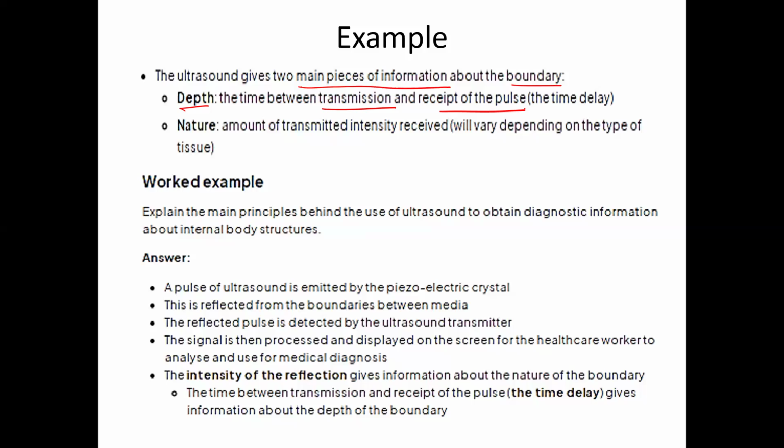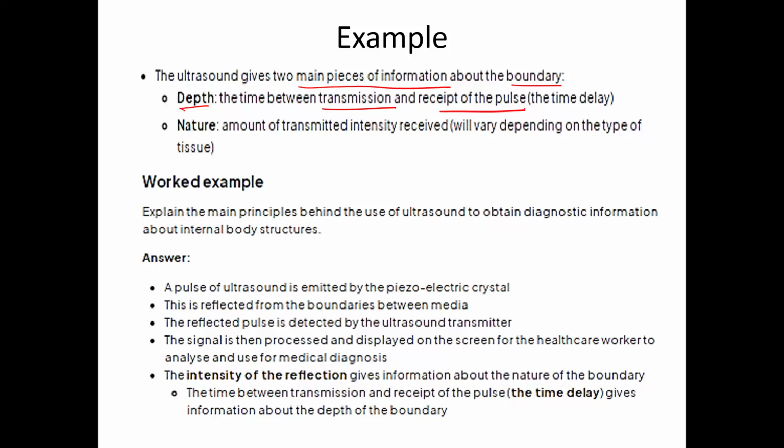And the second thing is the nature of the boundary. About the nature of the boundary, the amount of transmitted intensity received, कितनी इंटेंसिटी की जो अल्ट्रासाउंड भेजी थी क्या उतनी इंटेंसिटी की अल्ट्रासाउंड वापस आई है या कम की आई है, that also tells us about the nature of the boundary. तो डेप्थ हमें पता चलेगा टाइम ऑफ रिफ्लेक्शन से, और नेचर का हमें पता चलेगा फ्रॉम द अमाउंट ऑफ इंटेंसिटी रिसीव्ड. So the amount of transmitted intensity received is going to tell us about the nature of the wave. Yes, student, is this understandable?